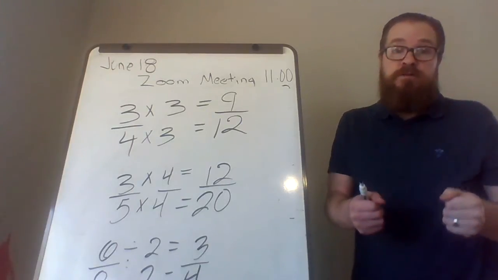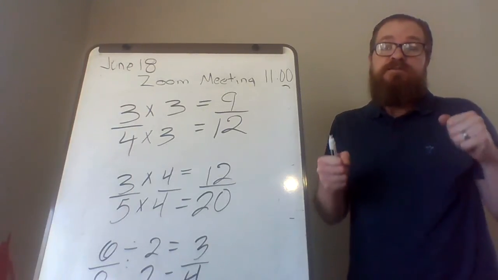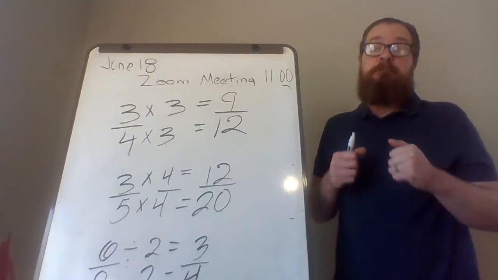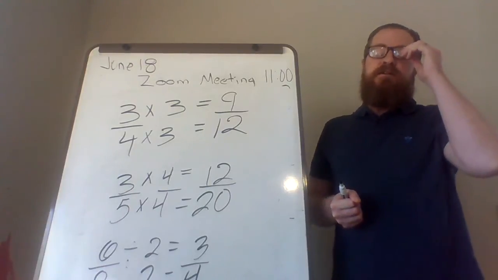So if it's a smaller number of fraction you want, you're going to divide. If it's a bigger number of fraction you want, you're going to multiply.